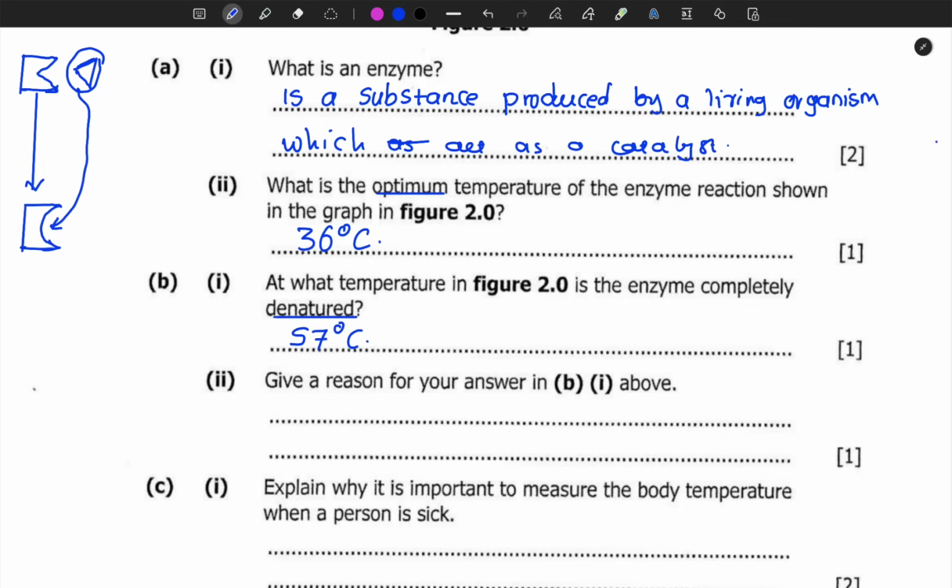Give a reason for your answer in A above. So we can say because the reaction came to a stop.